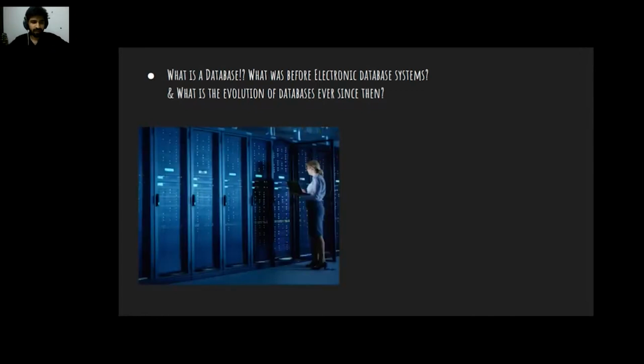A database kind of looks like this; we are here talking about electronic databases. A database is an organized collection of structured information or data, typically stored electronically in a computer system. A database is usually controlled by a database management system, and together the data and the DBMS, along with the applications associated with them, are referred to as a database system, often shortened to just the database.